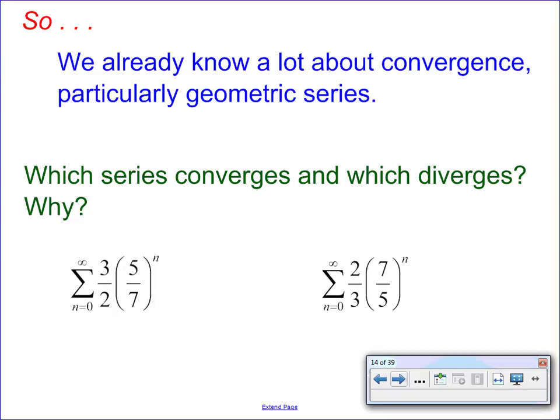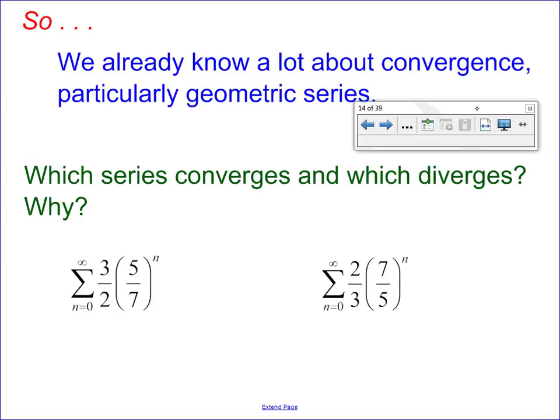Which one converges and which one diverges? Why? Emily and Riley? The first one converges because r is less than 1, and the second one diverges because r is greater than 1. Absolutely. Raise your hand if you have the same thing. First converges. Good. Second diverges.